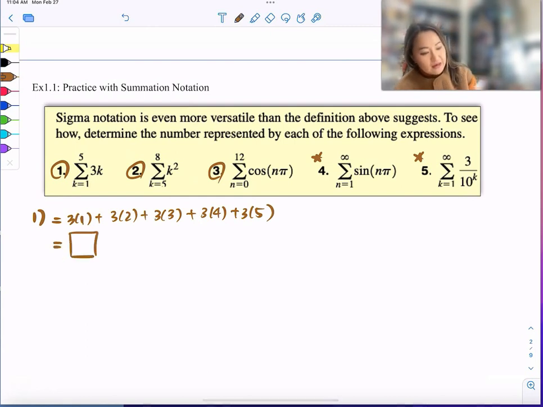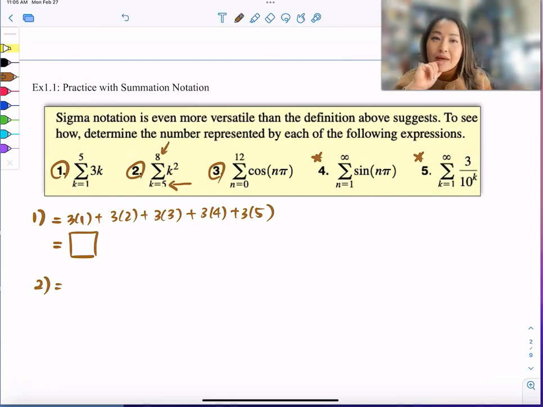Okay, all right, number 2, let's try number 2. Number 2 says, wait, I have to start at 5 though, and I end at 8. How many terms is that? Think about that. I hope you were thinking 4, because you start at 5 and you end at 8, so it's inclusive. It's 8 minus 5, but you have to add 1 because it's inclusive. See if you understand what I'm trying to say there, okay?